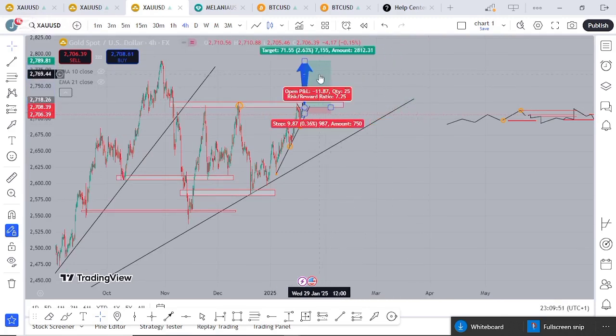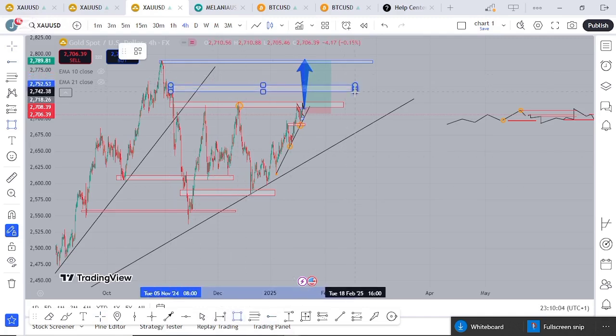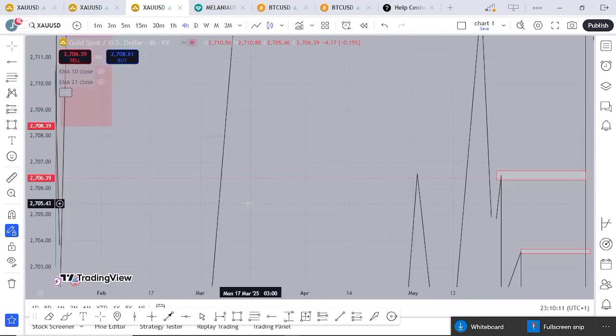1:7. This is what we are anticipating, guys, for the week. This zone, this point, we are expecting this. This is our partial profit, the partial profit that we are expecting here. Then this is our main profit, guys, that we are expecting.